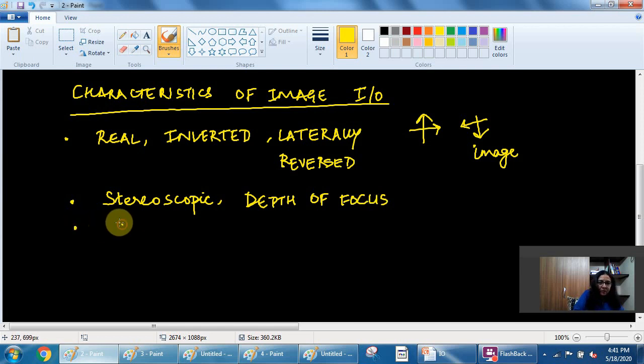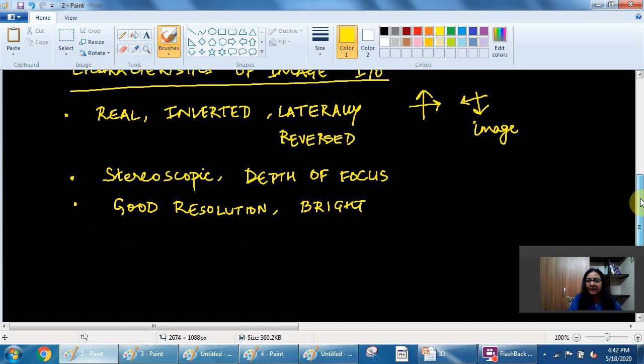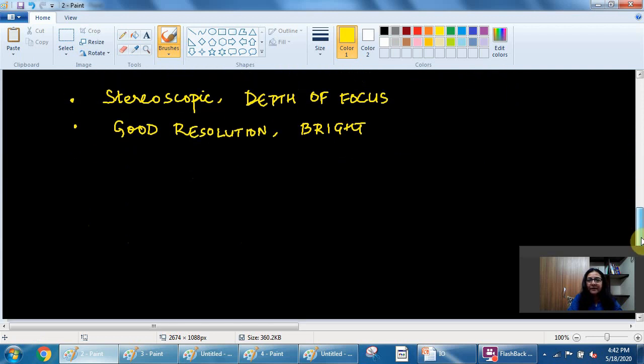Okay. It is a good resolution and a bright image, because the lighting system you are using here is very good. Now regarding the magnification level and the field of view, that depends upon what kind of condensing lens you are using. We saw that the power of the condensing lens can vary.